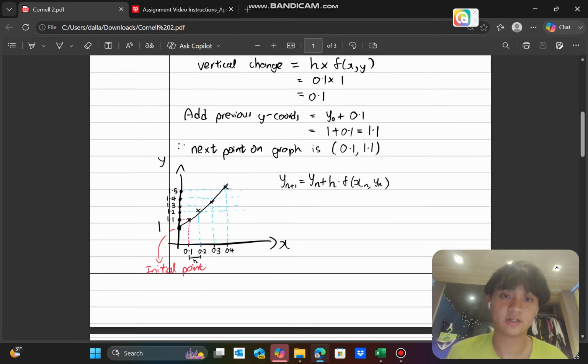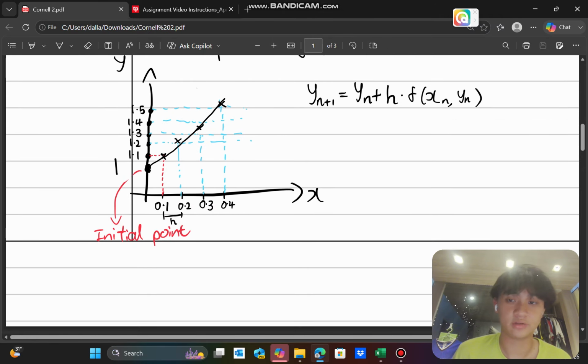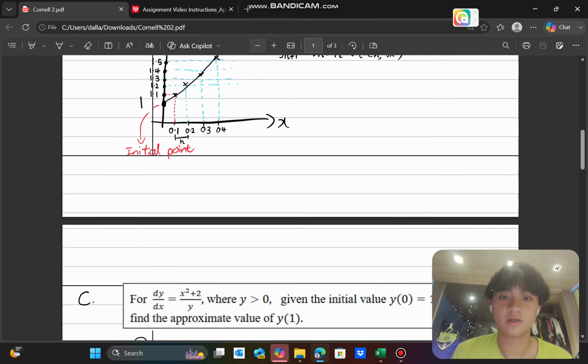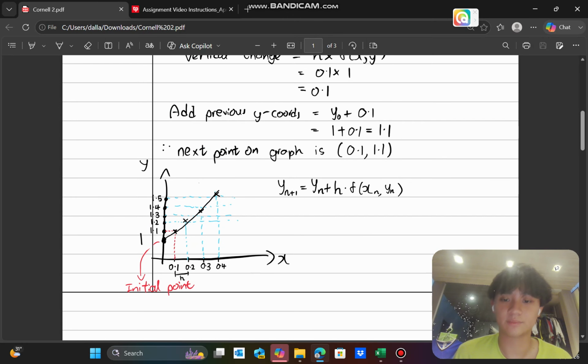So this is the graph that I've drawn, where it shows that the initial point is 0 and 1, and then it goes up, up, up as a curve. You see how it doesn't matter if it goes up or down, it still moves using the step size. And this is the equation I've given.